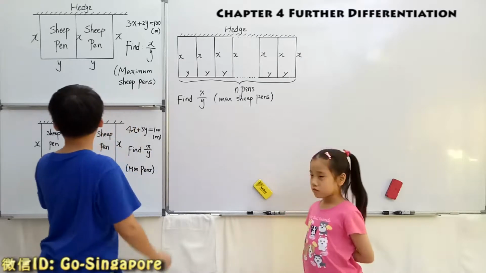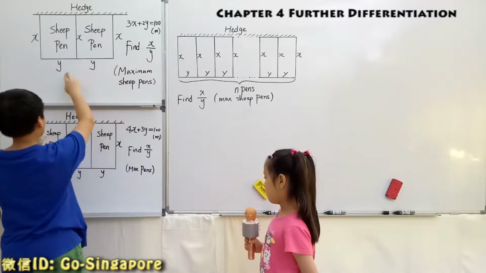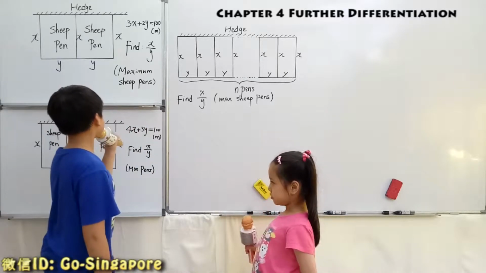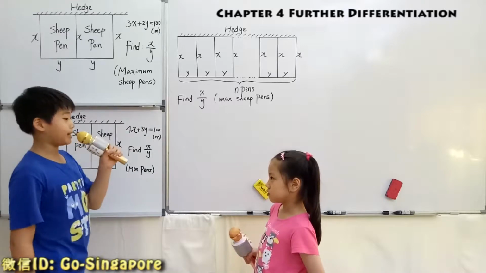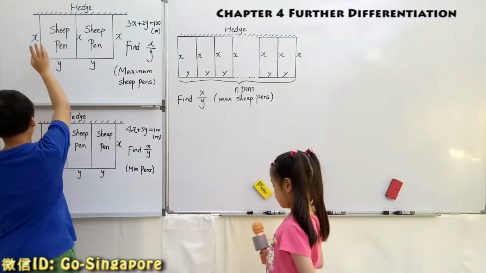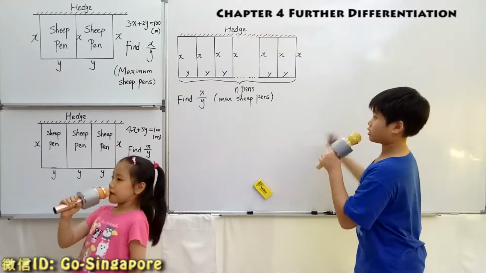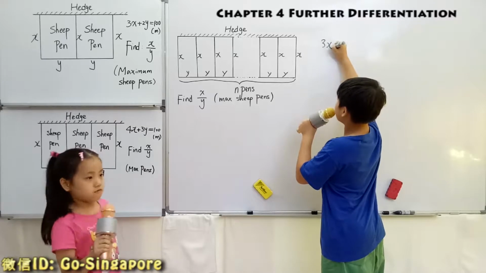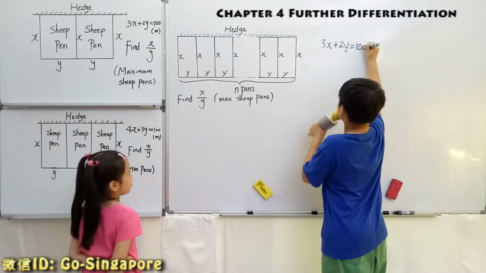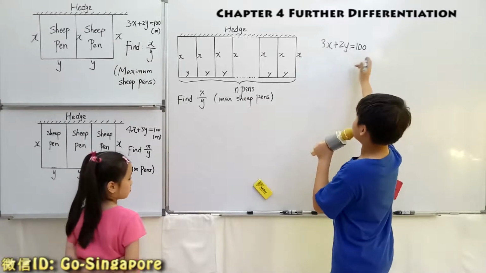So for this, we are given the 3x and the 2y added together is 100 meters. And remember, we'll need to find the maximum area. And we'll need to find x over y. For this question, how do you find the area? 3x plus 2y is 100 meters.